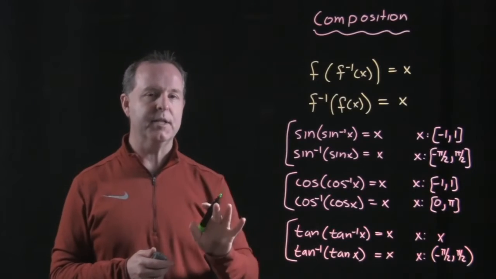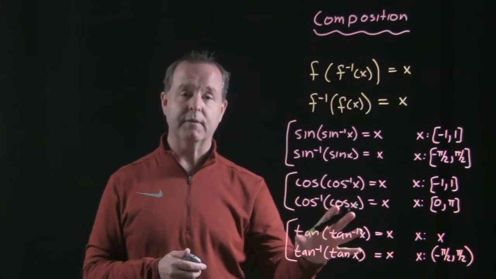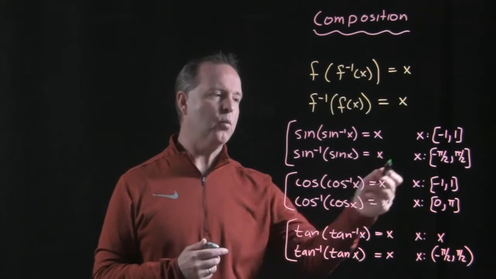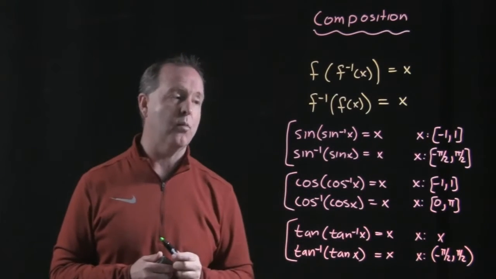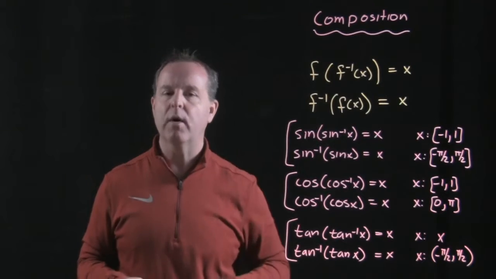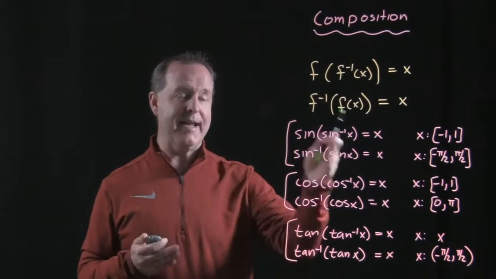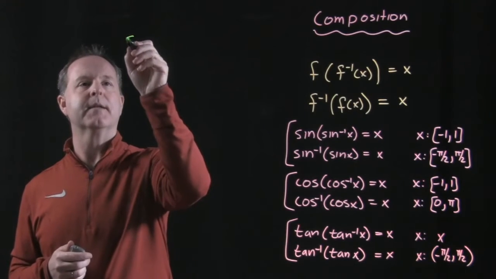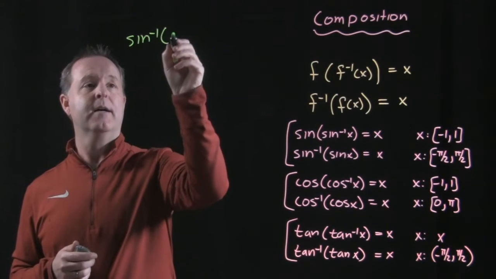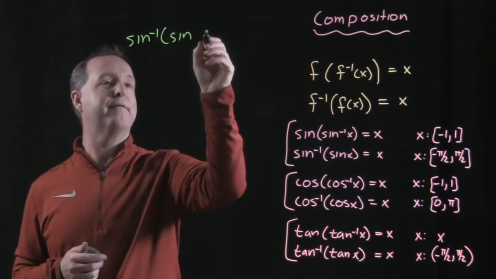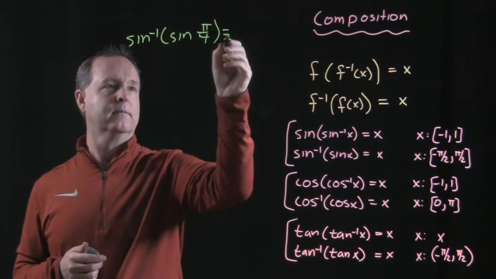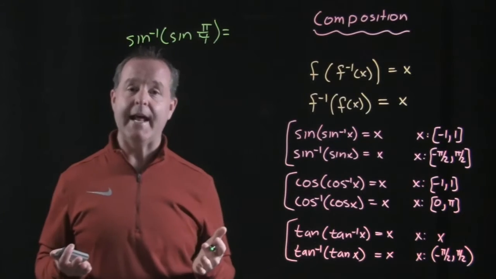Those particular compositions within our trigonometric functions are going to be a little bit more tricky than they were earlier. The reason why is that we have some restrictions on what those input values would be. What is the interval where I would find my x? So for example, if I took the inverse sine of the sine of pi fourths, well, what would that equal?